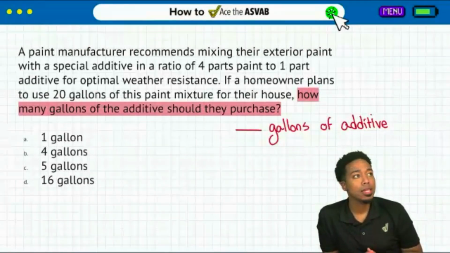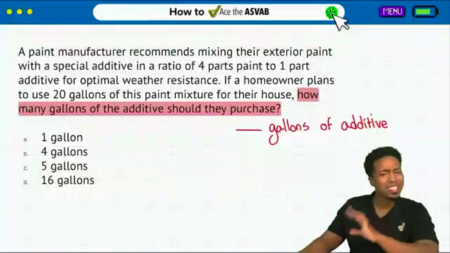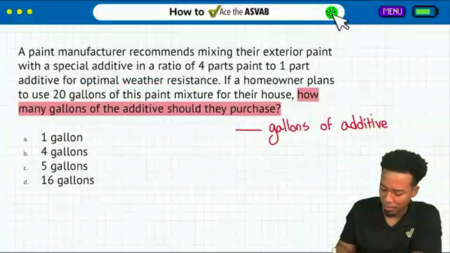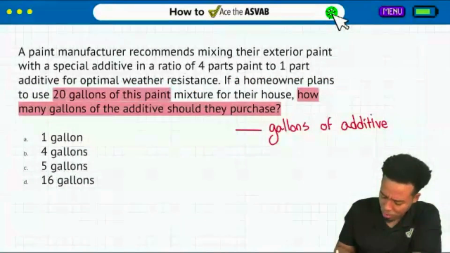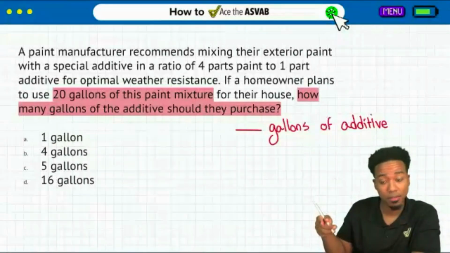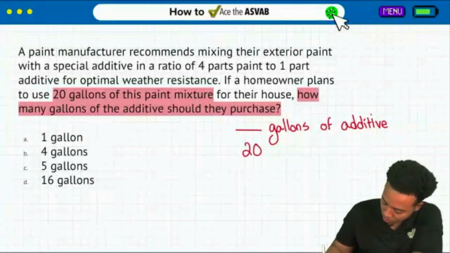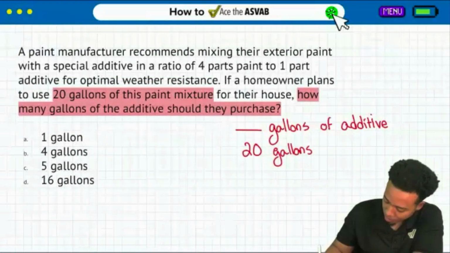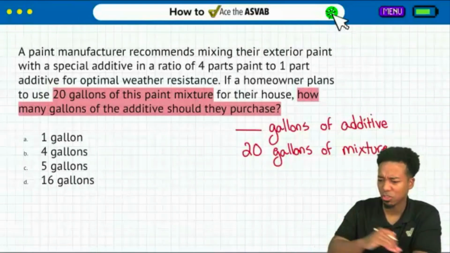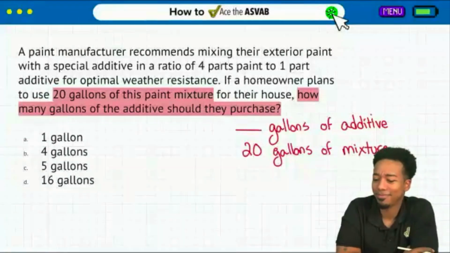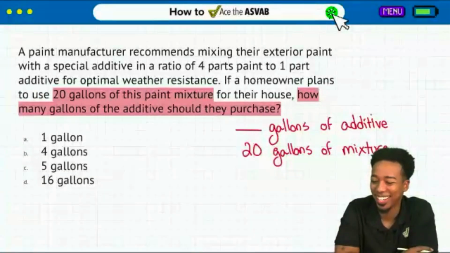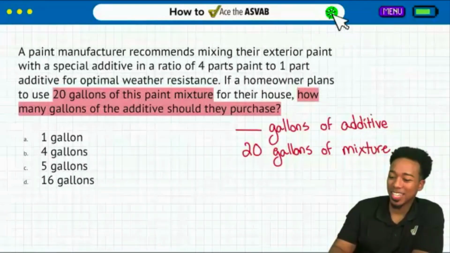Next, and just write this down now because this is in the same sentence: if a homeowner plans to use 20 gallons of the paint mixture, let me write that down right now. So 20 gallons of the paint mixture. Did everybody write that down as a comparison with the additive? Did we write that down, everybody? Yes or no? I'm seeing some of y'all are starting to self-discover why the 5 is incorrect. Okay, so we have the 20 gallons of a mixture.